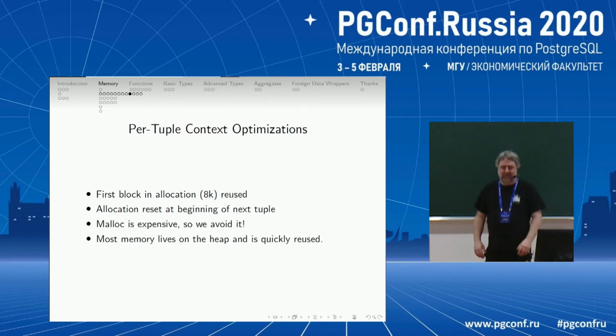So in the per tuple context, we start off with an 8K block. When we reach the beginning of the next tuple processing, we reset it back to that first 8K block. So we reuse that first 8K block over and over again. So we completely avoid using malloc if we only have a relatively short tuple, and most memory lives on in the heap. We really have very little that ends up going through glibc memory management. It's just simply reusing the existing allocation set that we have.